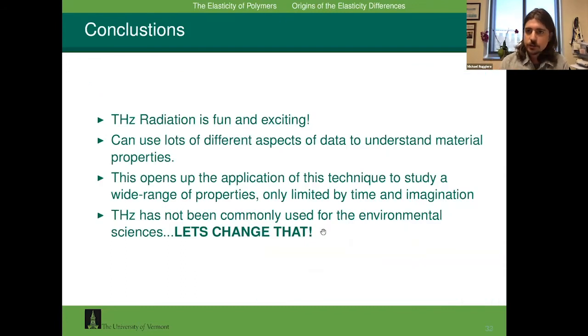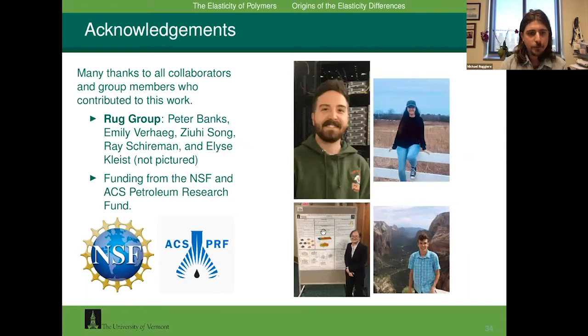Finally, just the conclusions. I'll just say that terahertz, I hope, is really fun and exciting and interesting. There are lots of different aspects to terahertz, things you can do, lots of different possibilities. And what's important to this community is that it's not really been commonly applied to the environmental sciences, and there's no reason why, other than no one's done it. So let's change it. I'm very enthusiastic about finding collaborators to do some cool things with some positive impacts. With that, I'll thank my group and the people who paid for it, and I'm happy to answer any questions.